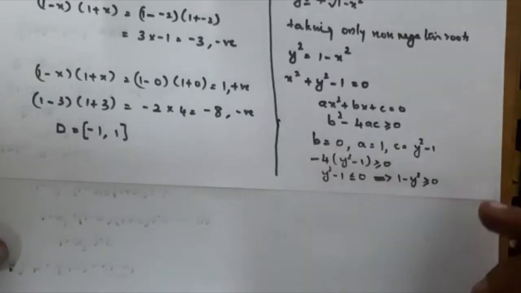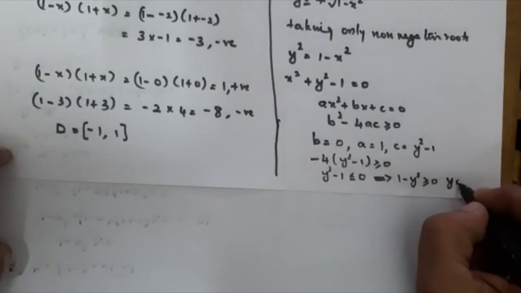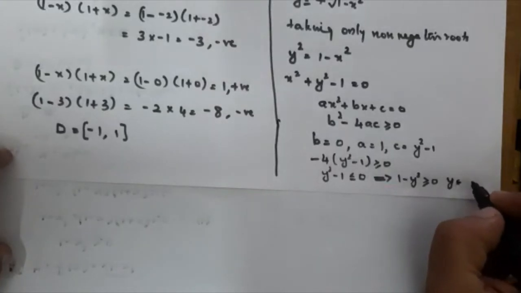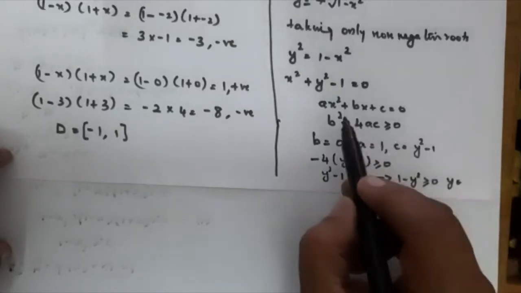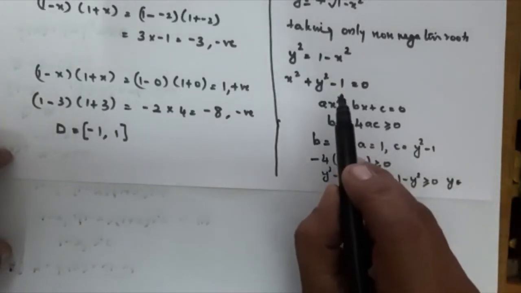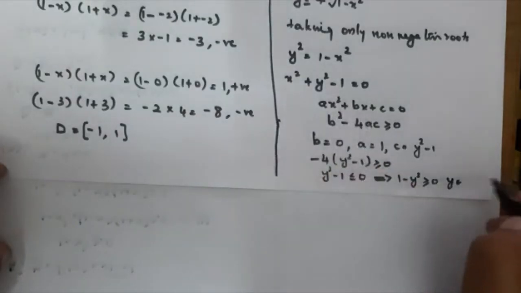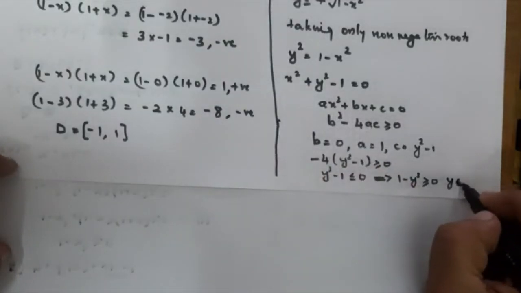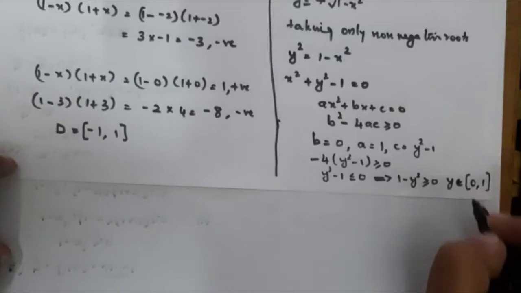Similarly, here y should belong to the closed interval minus 1 to plus 1. That means y can move from minus 1 to plus 1. But is it possible? Already we said y takes only the values 0 and positive values. Therefore, what about y? y belongs to the closed interval 0 to 1. This is the range.